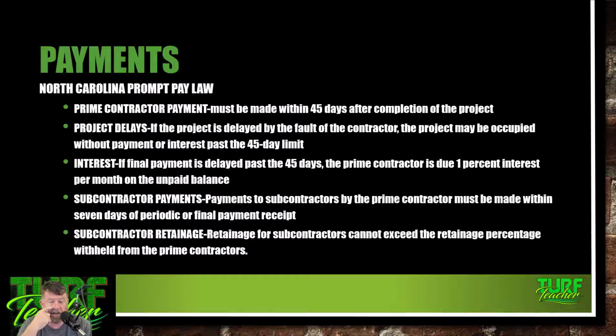Project delays. If the project is delayed by the fault of the contractor, the project may be occupied without payment or interest past the 45-day limit. Interest. If final payment is delayed past the 45 days, the prime contractors owe 1% interest per month on the unpaid balance. We don't get paid from builders like that, do we? But no, this is the prime contractor.